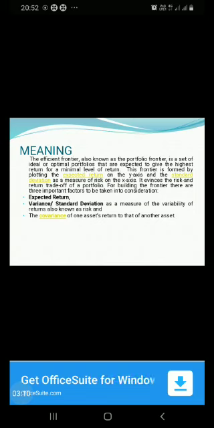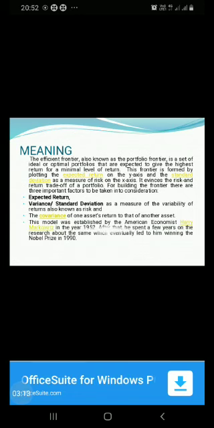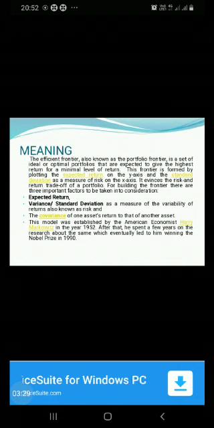Other than these three factors, we have the model. This model was established by the American economist Harry Markowitz in the year 1952. After that, he spent a few years on research about the same, which eventually led to him winning the Nobel Prize in 1990.